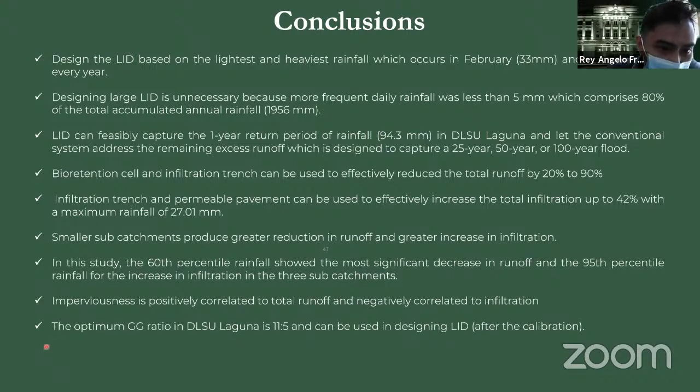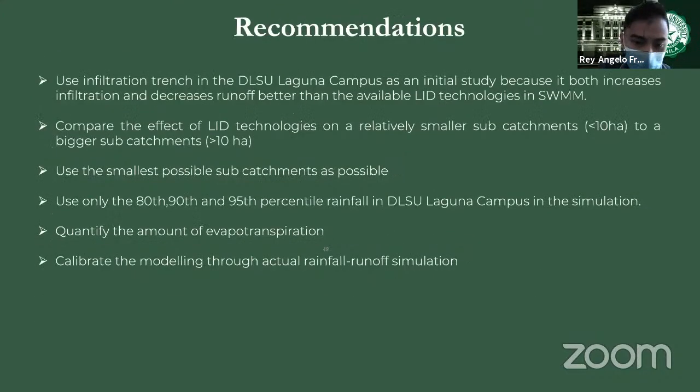So smaller subcatchments produce greater reduction in runoff and greater increase in infiltration. So in this study, the 68th percentile showed the most significant decrease in runoff, and the 95th percentile. So imperviousness is possibly correlated to total runoff and negatively correlated to infiltration. And last, the optimum green-gray ratio in the LSU Laguna is 11:5, or 2.2, and can be used in designing an LID after the calibration.